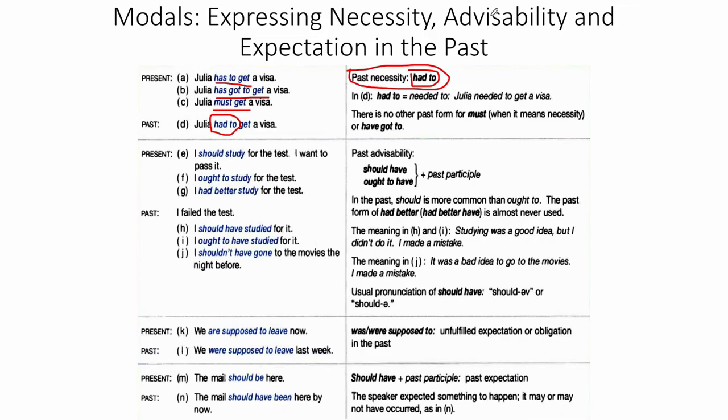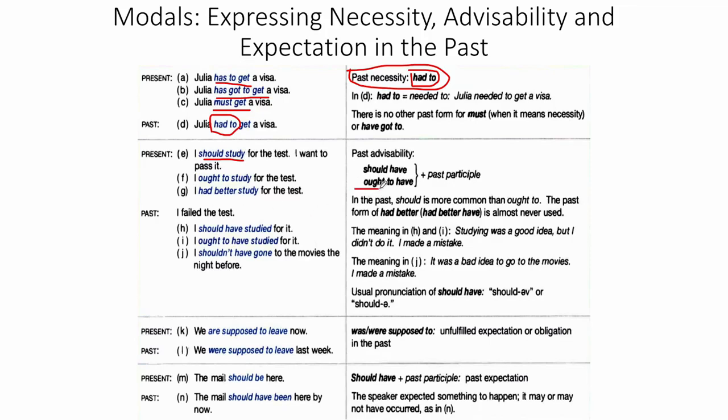Now, moving to advisability, if you remember, we have said that to express advice in the present, we can use the modals should, ought to, and had better. Here they are again. So you have, you should study for the test. I want to pass it. I ought to study for the test. I had better study for the test. This is what we have said. Now, if we want to express this advisability in the past, this is the way to go.